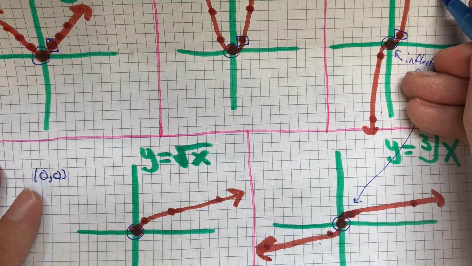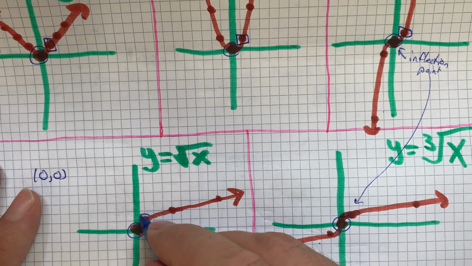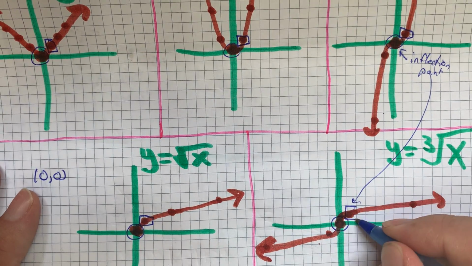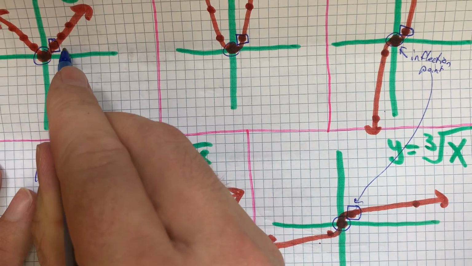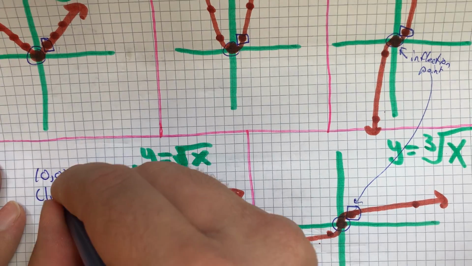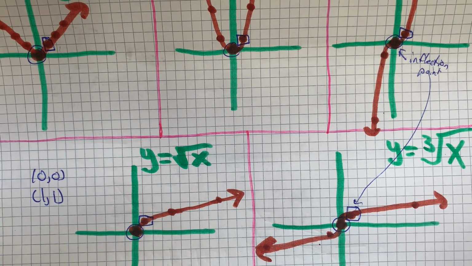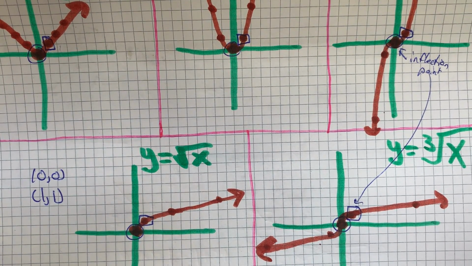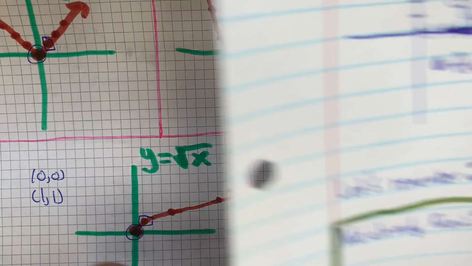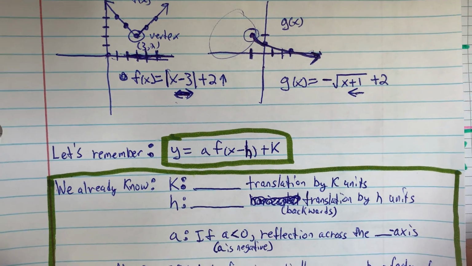And this is because 1 to the third power is 1, the square root of 1 is 1, the absolute value of 1 is 1, the cube root of 1 is 1, and so we end up with this point at 1, 1 on all of them, and we're going to make use of that today as well. So let's remember what we should already know.